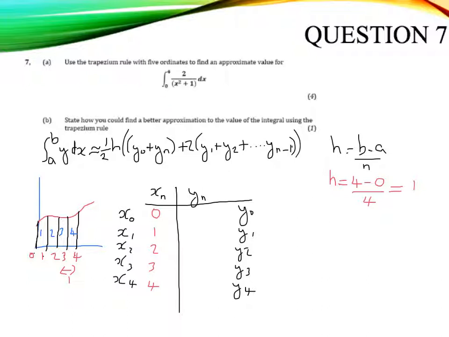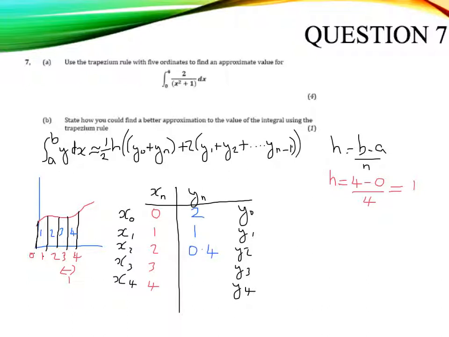Now, if I was putting x to be 0, then I'd have 2 divided by 1, which is 2. So y0 is 2. Let's see what y1 is. Well, if I substitute 1 into here, then I'm going to get 2 divided by 1 plus 1, which is 2 divided by 2, which is 1. Let's see what happens if I put 2 in. Well, then I'm going to get 2 divided by 5, or 2/5, which is 0.4.